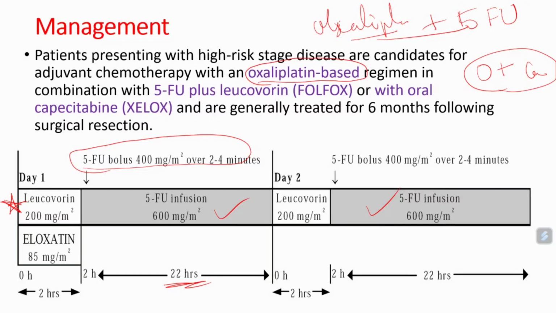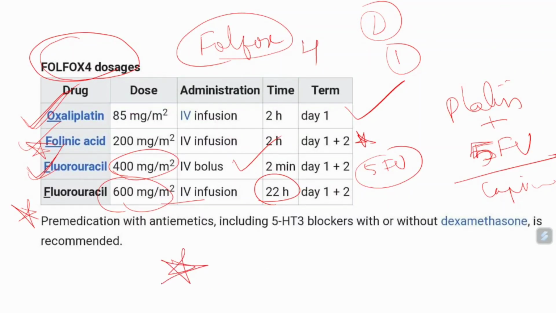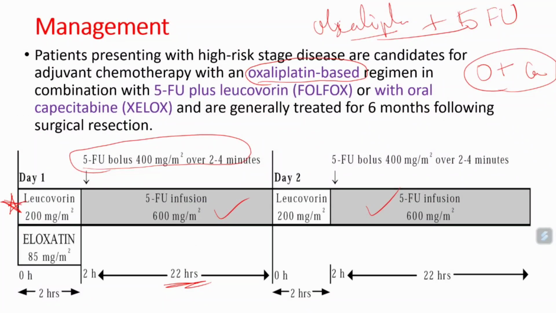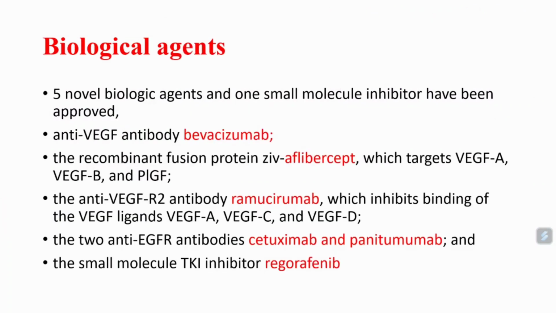Remember this. Remember this table. I'll ask questions from this table. In final examinations, you have to remember this table. So this is the treatment strategy given for colorectal cancer. And along with cytotoxic drugs, we have specific biological agents developed for colorectal cancer. In that, we have 5 novel biological agents.